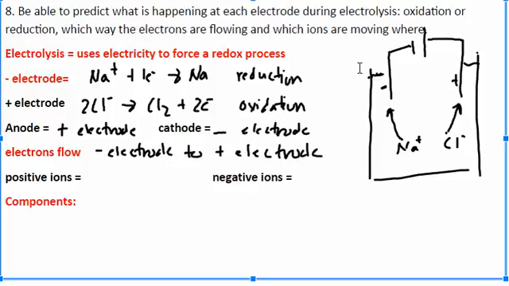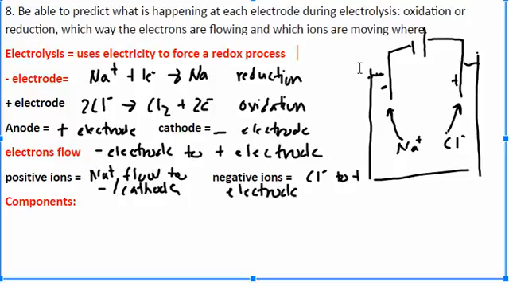And then they also ask about the ions because you've got positive and negative ions. The positive ions, the Na+, flow to the negative or cathode, and the negative ions, the Cl-, flow to the positive electrode, or in this case, the anode.